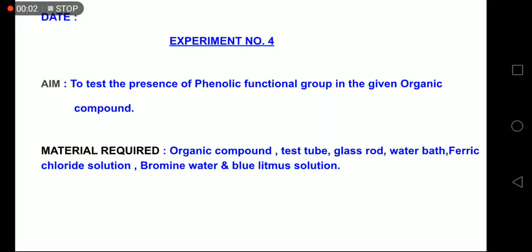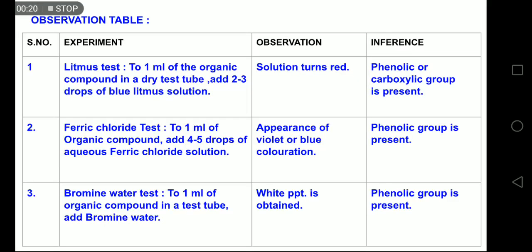Experiment number 4 is to test the presence of phenolic functional group in the given organic compound. Here the material required: organic compound, test tubes, glass rod, water bath, ferric chloride solution, bromine water, and blue litmus solution. There are these 3 experiments related to phenolic functional group.